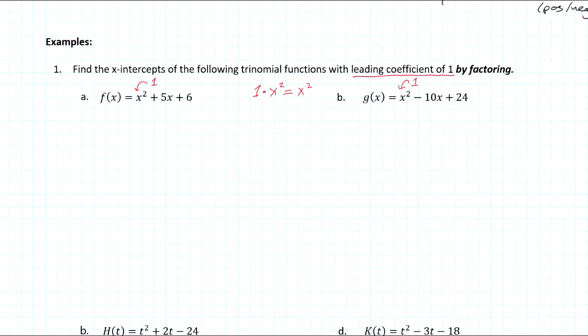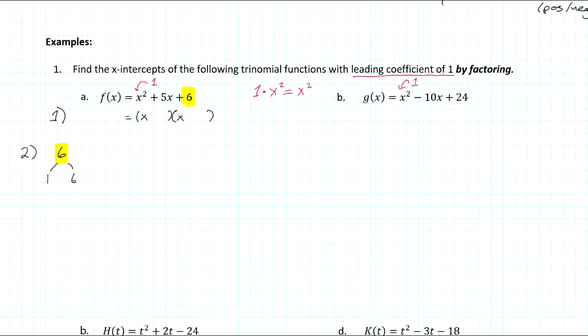Okay, let's take a look at that first example here. Part A, f of x equals x squared plus 5x plus 6. Our goal is to factor this to find the x-intercepts. So I'm going to write parentheses times parentheses. I need an x in the first positions. So step 1 is we're writing the parentheses times the parentheses, putting an x in each location. The second step, I'm going to take the number 6, and I'm going to look at how it factors.